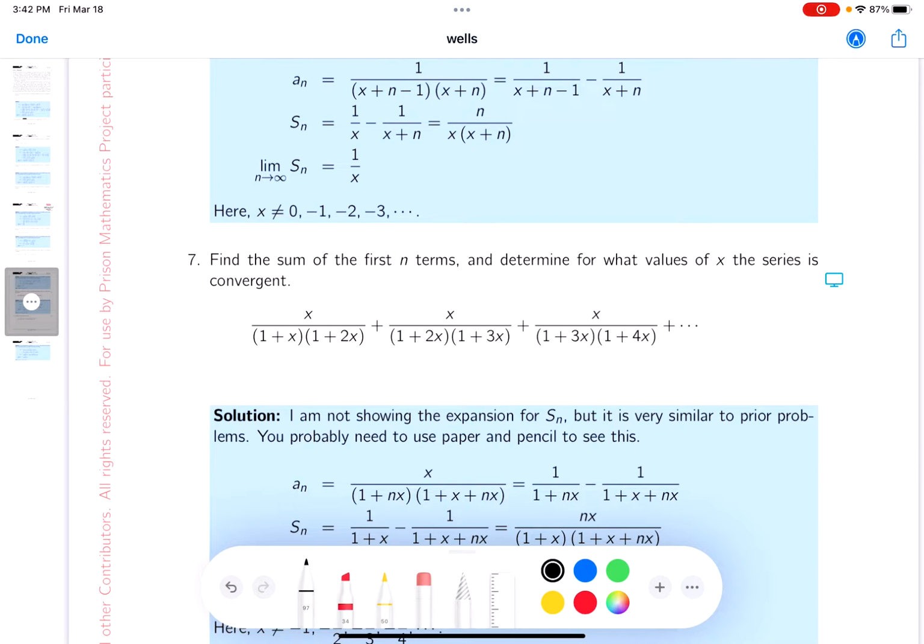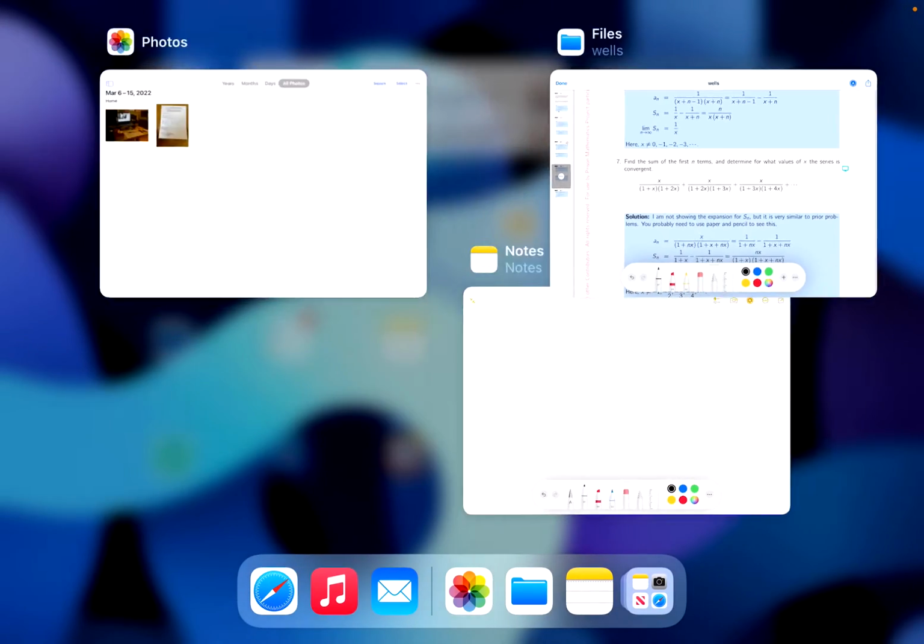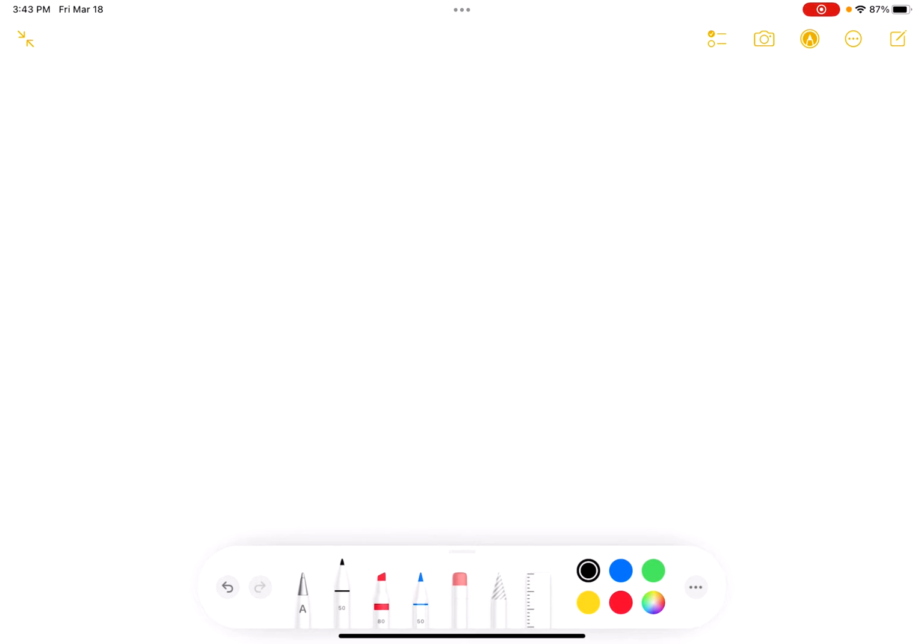Again, I'm going to do 7 at the whiteboard. Give me a moment to get to a whiteboard. And I'll write it down. The first thing I'll write down is Sn.